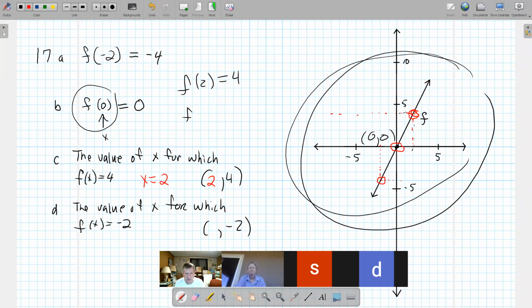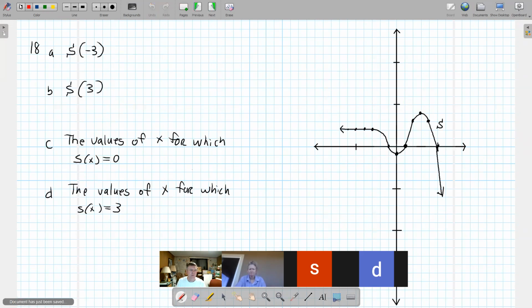All right, problem D is the same thing. On the graph, find a point that has a y value of -2. There it is. What's the corresponding x value? -1. All right. Any questions about that, folks? Anything there? Okay, here we go.